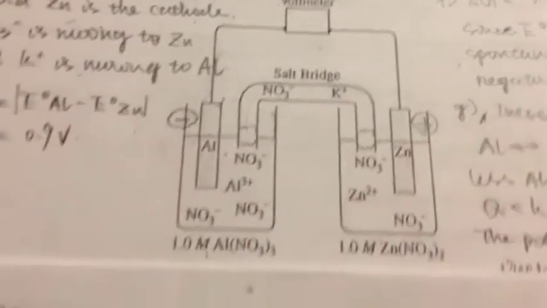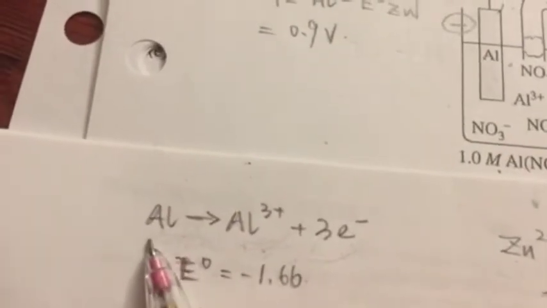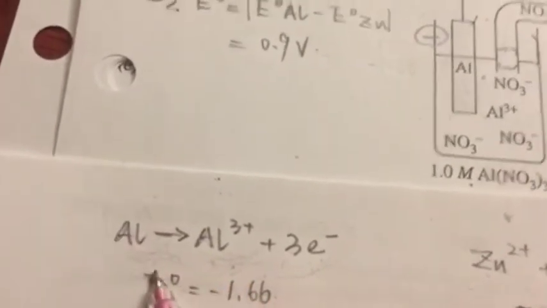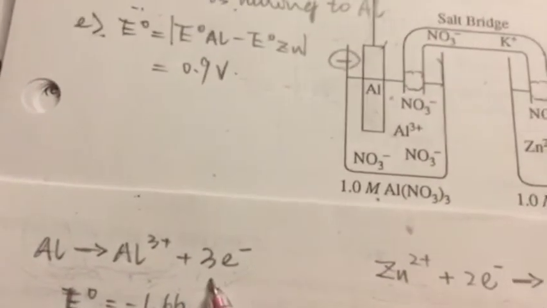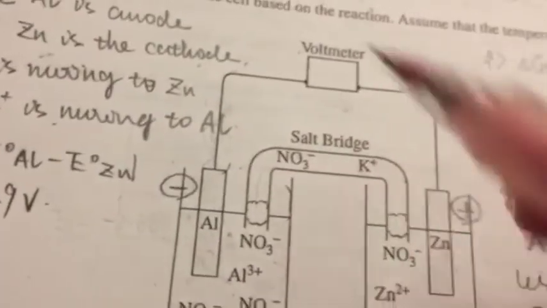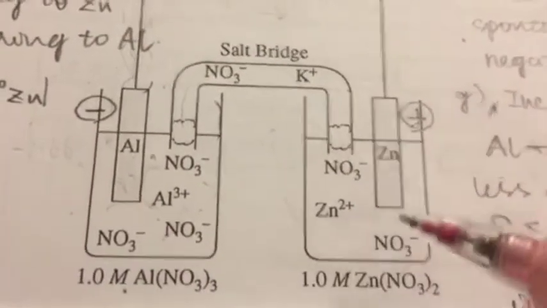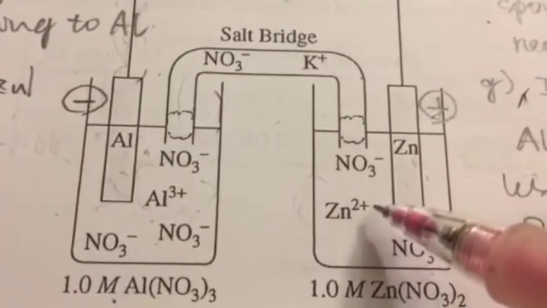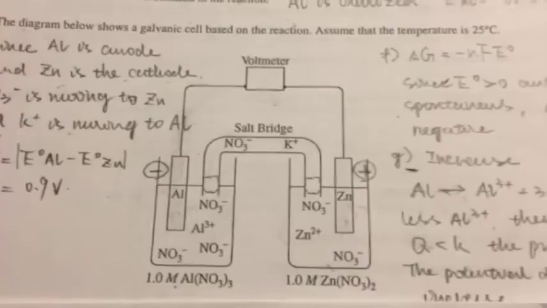So basically what happens is this oxidation reaction is happening at the aluminum side, which oxidizes aluminum atoms into aluminum 3+ and 3 electrons. So the aluminum 3+ goes into the solution and the electrons are going through this wire to the zinc side. And then it combines with zinc 2+ and reduces it back to zinc atom.